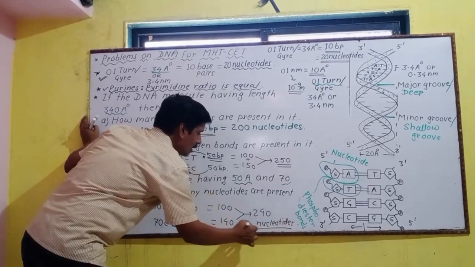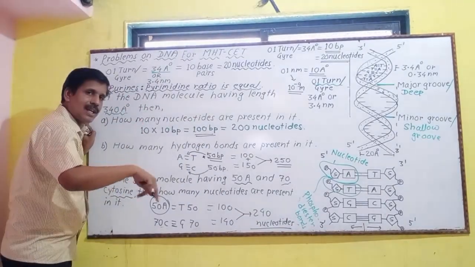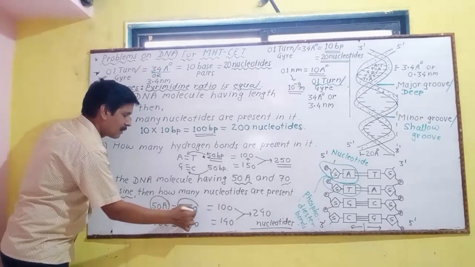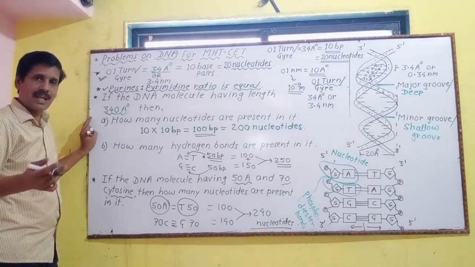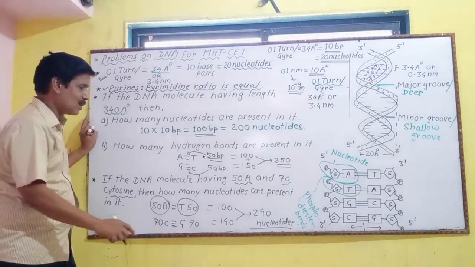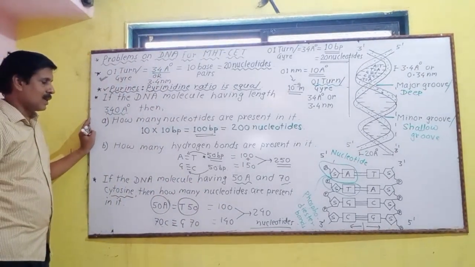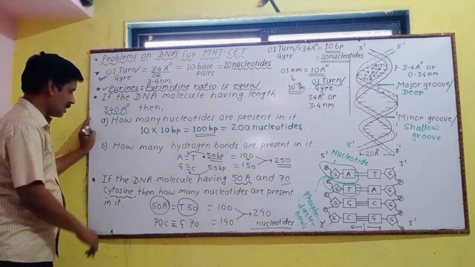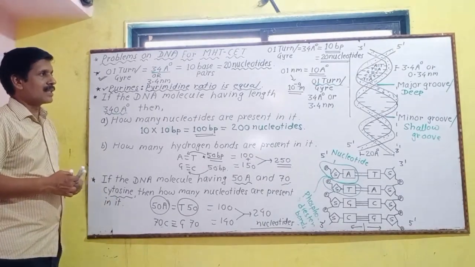240 nucleotides are present. Here mind it well that if there are 50 adenine, there must be 50 thymine, because DNA is double stranded, and according to Chargaff, as I told you before, purines are always equal to pyrimidines, and so the total number of nucleotides obtained is 240 nucleotides. This is regarding another type of example asked on the Watson and Crick model of the DNA.